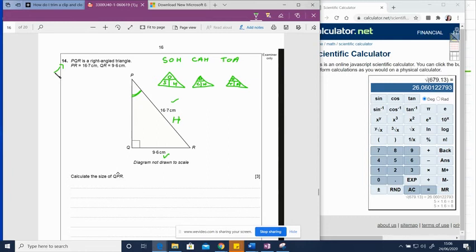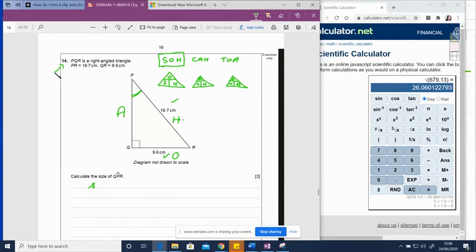The side opposite the angle in question is the opposite. And then the other side, rather, is the adjacent. Now I can see involved in this relationship, we've got the hypotenuse and the opposite side. So I'm going to use the sine equation to find the angle.